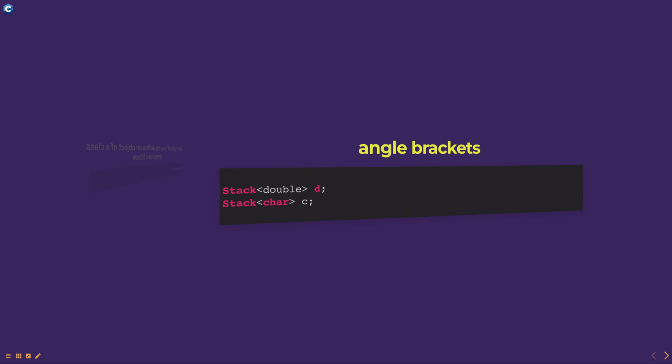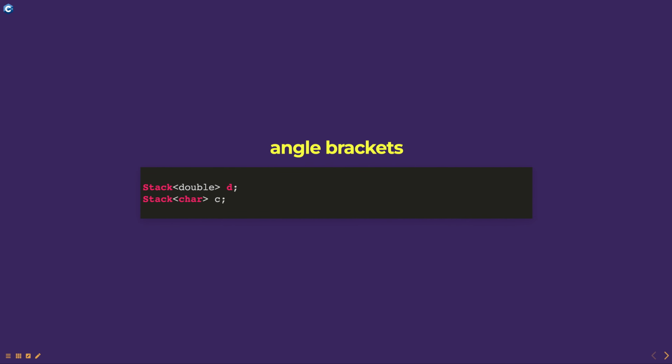You can also create objects of the class template with other data types such as double or char by specifying the data type in the angle brackets. This allows you to create objects of the same class with different data types based on your needs and requirements.